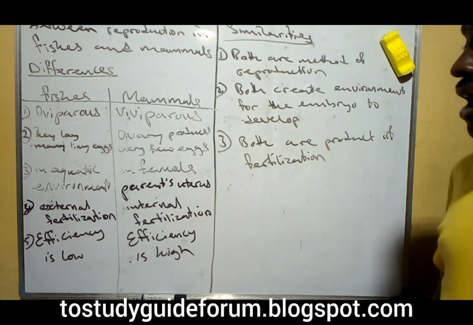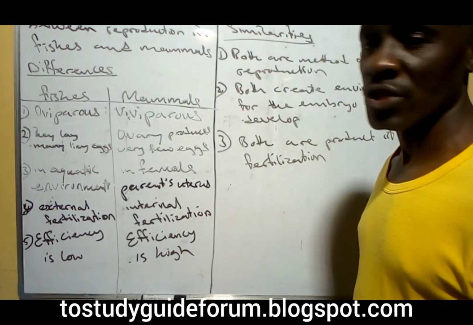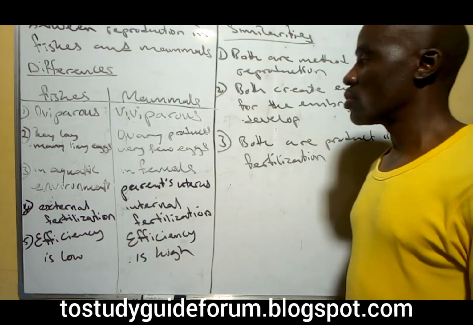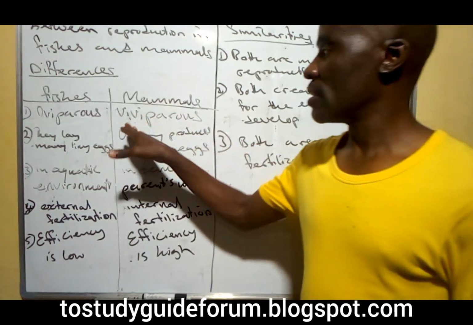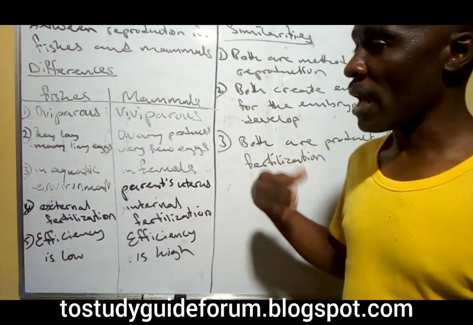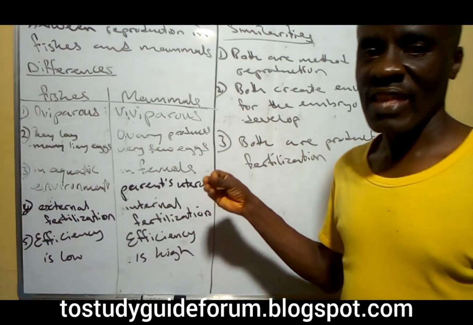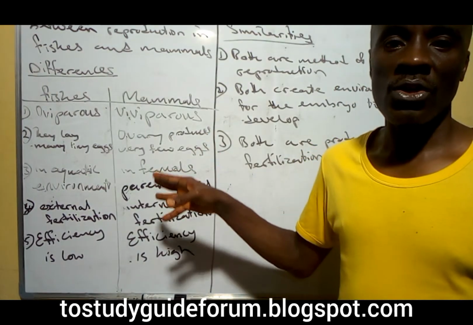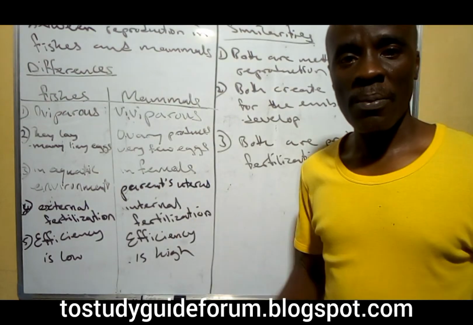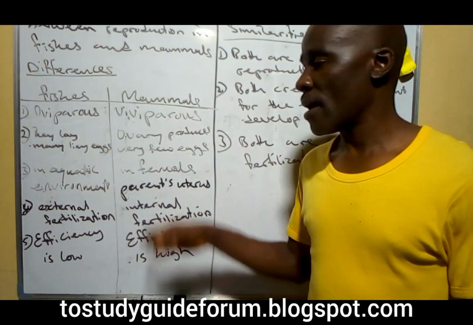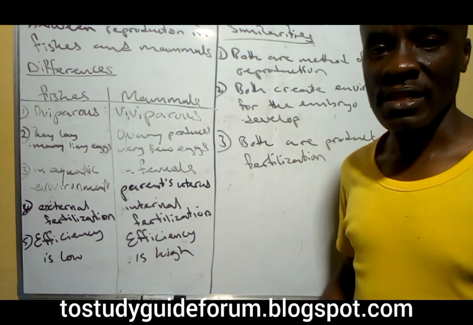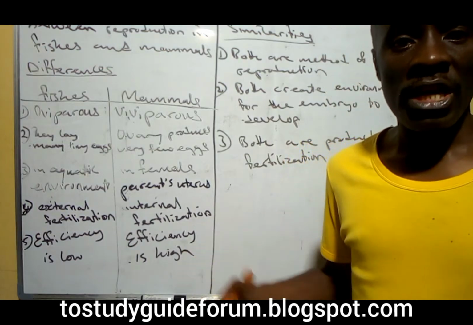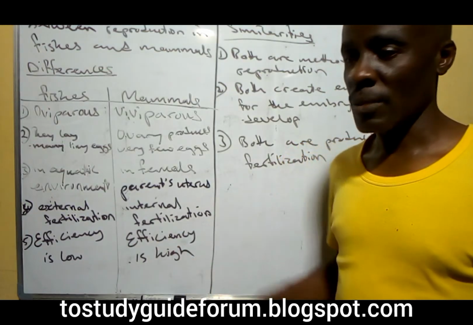The next one, number 5: the efficiency is low in the fishes, while efficiency is high in the mammal. Another thing you should note here in the mammal is that mammals don't have yolk. They have a tiny yolk at the beginning, but after fertilization, the yolk will disappear and they continue to supply food and nutrients to their embryo or the fetus inside until maturity through the placenta that links the fetus and the mother.